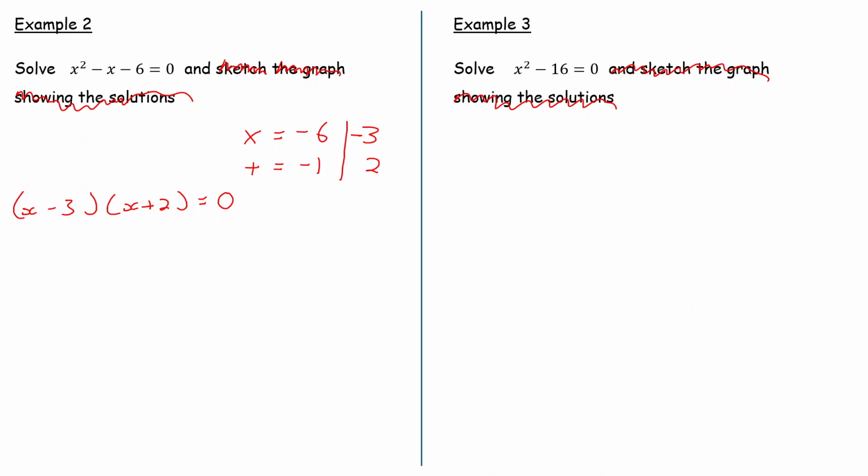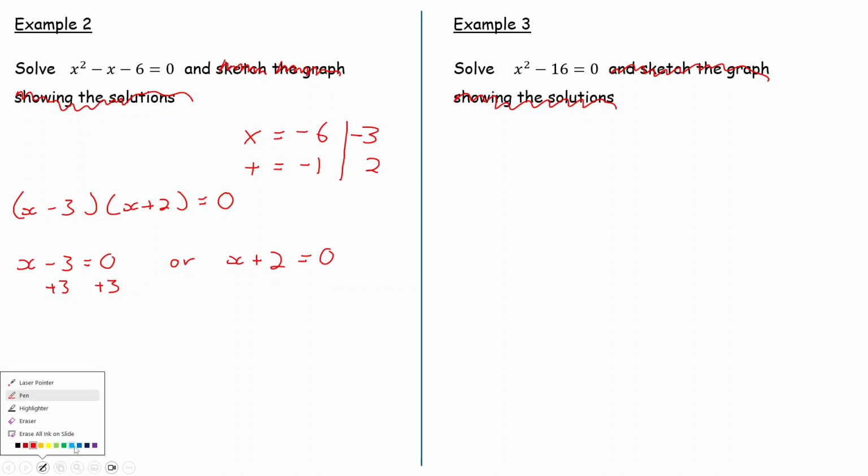Okay, well, I factorised it, but now to solve it, I'm going to have my two equations: either x minus 3 is equal to 0, this first one, or the second one is going to be x plus 2 is equal to 0. I go and solve these. I add 3 to both sides, and then these cancel here. So x is going to be equal to 0 plus 3, which is going to be 3.